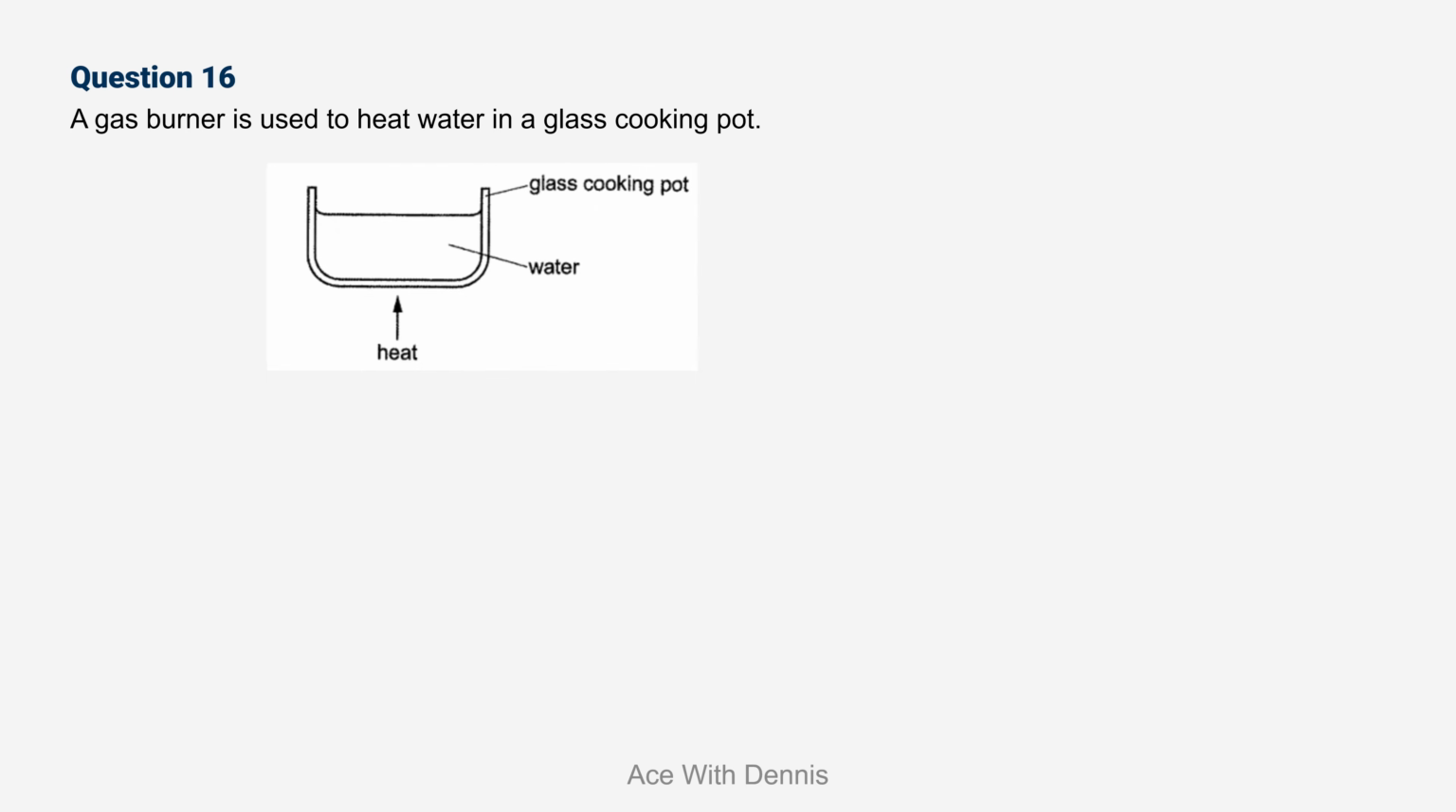Question 16. A gas burner is used to heat water in a glass cooking pot, as shown in this diagram. How does thermal energy from the burner pass through the glass?